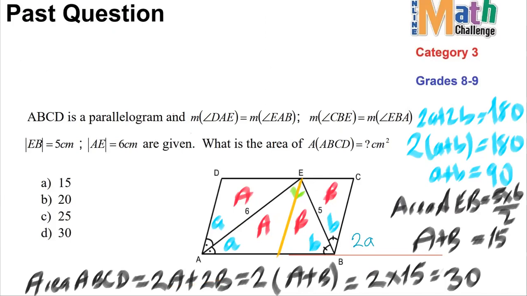Now, if we factor out, we can write it again as 2 times A plus B. We already know what A plus B is. So 2 times 15 equals 30 centimeters squared. So the answer is D.